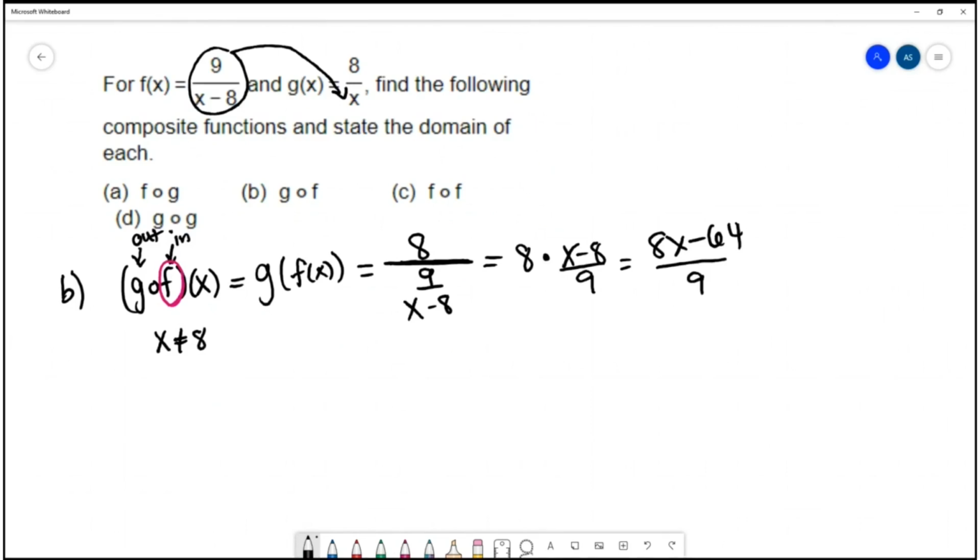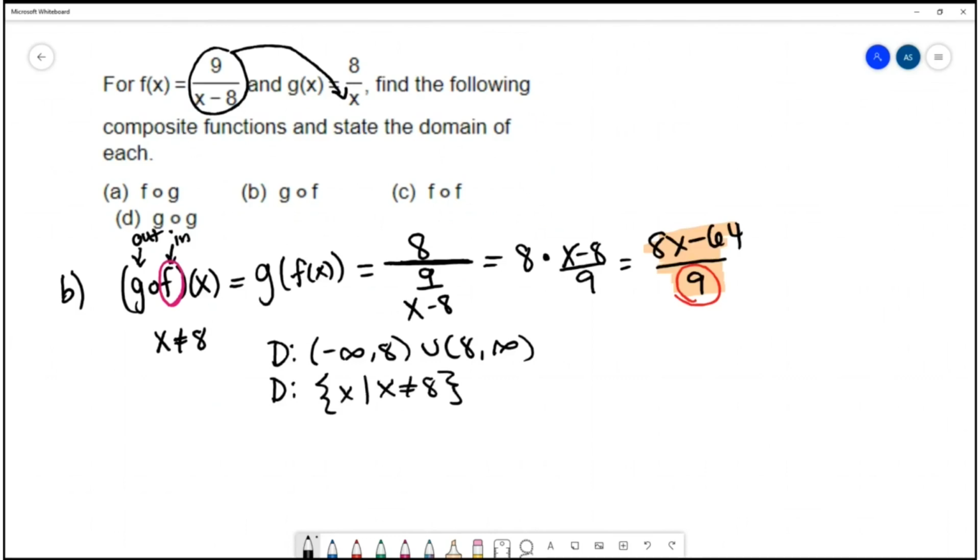8 is a restricted value for f. And then we're going to look at our final answer to see if we get any more restricted values. Since I don't have a variable in the denominator, I'm not going to get another restricted value. So the only restricted value is 8. So the domain is negative infinity to 8, union with 8 to infinity, or in set builder notation, x such that x is not equal to 8.